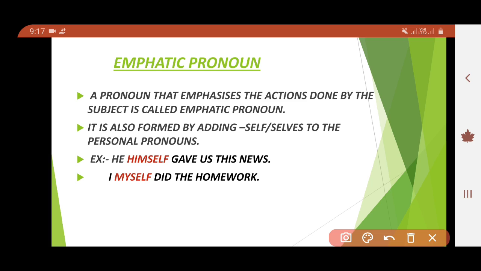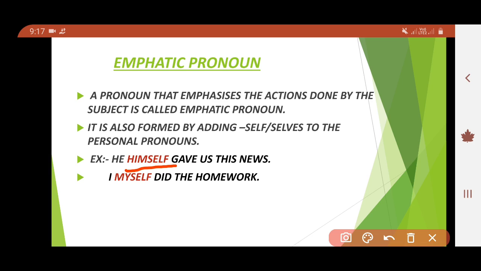It is also formed, I have written, because we have learned reflexive pronoun. In reflexive pronoun also we add self or selves to the personal pronoun. Yes or no? In this way we can make reflexive pronoun. The same way in emphatic pronoun also we add self or selves to the personal pronouns and make emphatic pronoun. Okay, so example: he himself gave us this news.